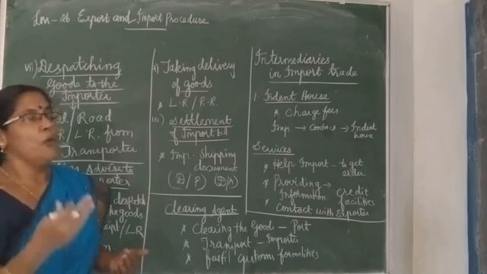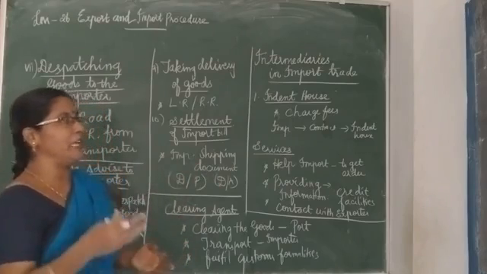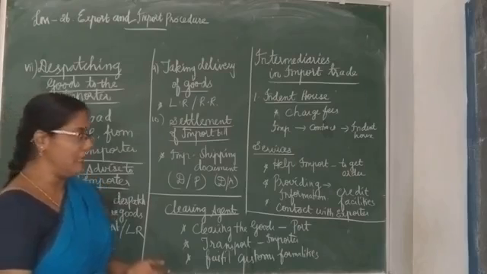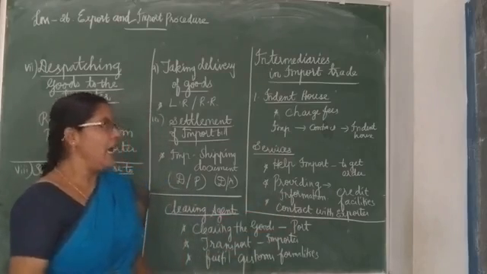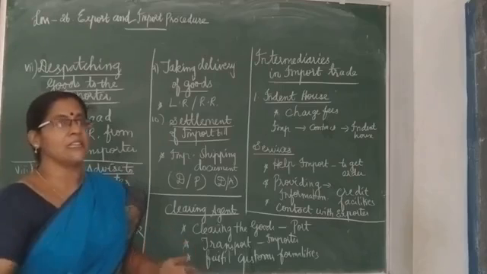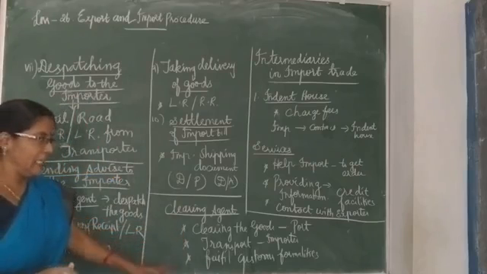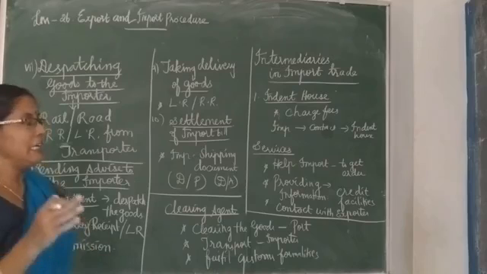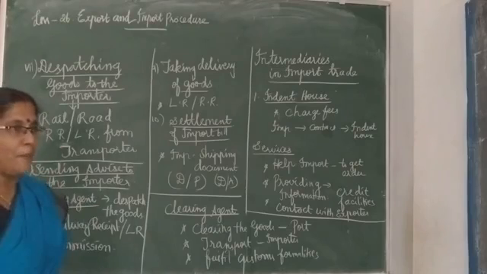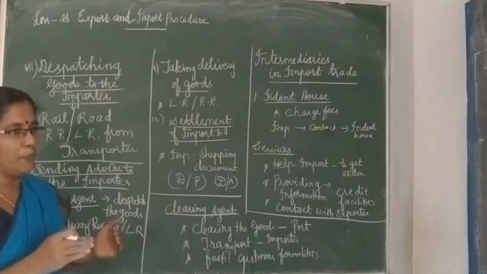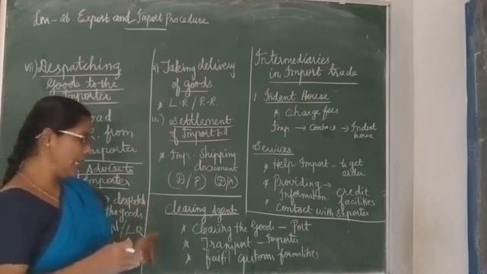What are the services rendered by the indent house? The indent house will help the importer to get an order from the exporters, and they provide a lot of information about credit facilities, and they maintain consistent contact with the exporter. And the last one is the clearing agent. Who is called a clearing agent? The clearing agent clears the goods from the port and delivers them to the place of the importer. That is called a clearing agent.